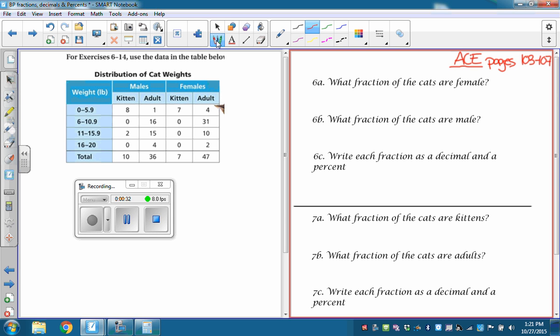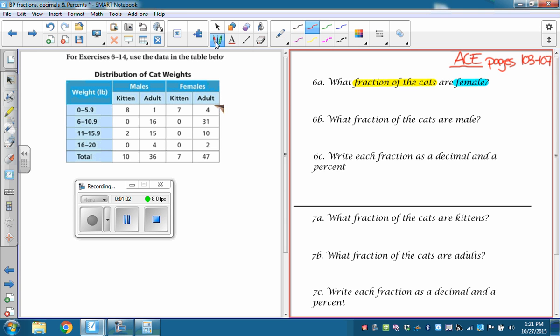So one thing I noticed walking around today is in reading a problem, there's still a little confusion as to what is the part and what is the whole. So I'm going to use color here to help that. When you see a sentence like what fraction of the cats are female, when you see the term of the cats, that's the whole part, and the female, that's the part.